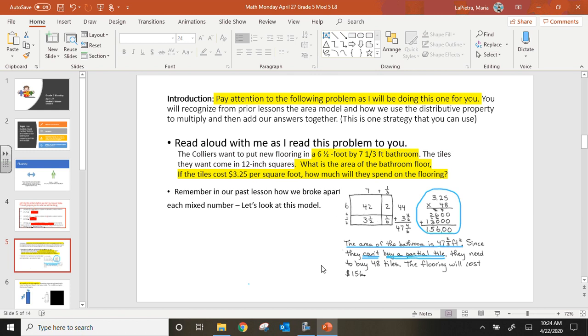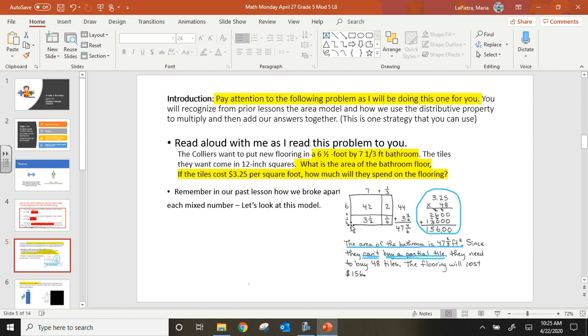Okay, so I'm drawing my model. I split up 6 1/2 by putting 6 plus a half on the side over here, and on the top of this model I put 7 plus 1/3. So we're going to figure out an answer for each of these now. 6 times 7 is, you see the 42, and 6 times 1/3 is 2. 6 over 1 times 1 over 3 equals 6 over 3, and when you divide it, you get 2. There's your answer.